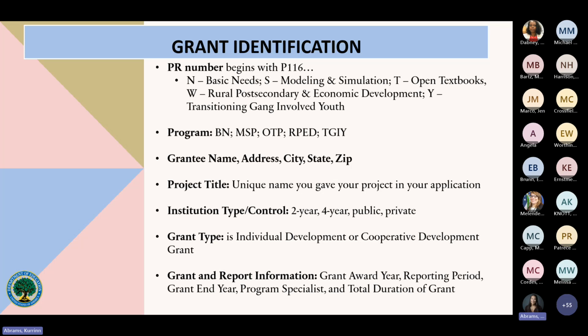There is your grant award year included, your reporting period, your grant end year, your program specialist, and the total duration of your grant. So again, just make sure all of this information is correct, fill out what you can, make changes if you're able, but you can also let us know if there's any issues.